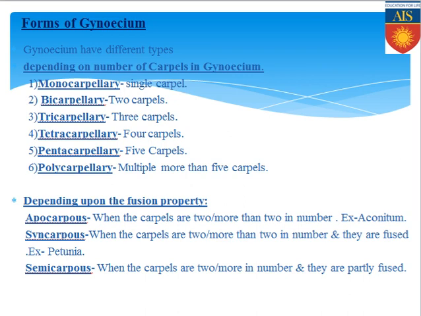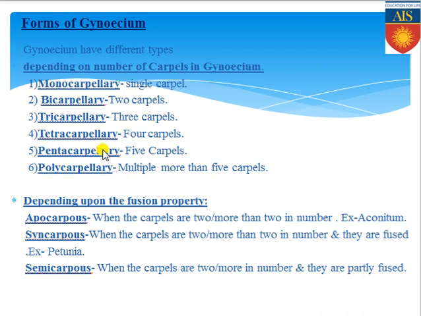Coming to the next slide, you can see the types or forms of the gynoecium here. First of all, we have categorized them depending on the number of carpels in the gynoecium. First is monocarpellary, that means a single carpel is present. Bicarpellary, 2 carpels are present. Tricarpellary 3, tetra 4 carpels, penta 5 carpels, and poly, more than 5 carpels are present. So based on the number of carpels, or the female reproductive part, these are the various types of flowers.